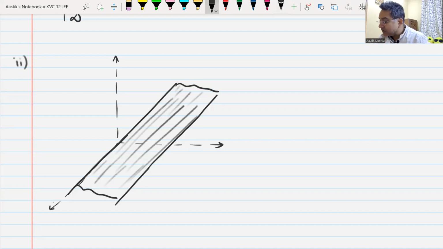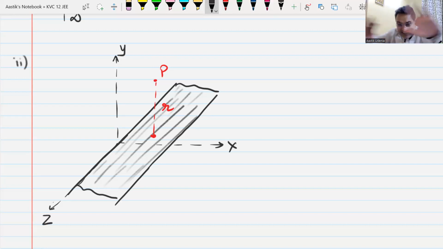But now the point is here. I hope you understand the point is perpendicular to this sheet. Do you understand that? Yes or no? This is the x-axis, this is the y-axis, and this is the z-axis.